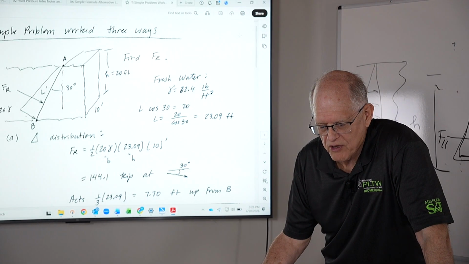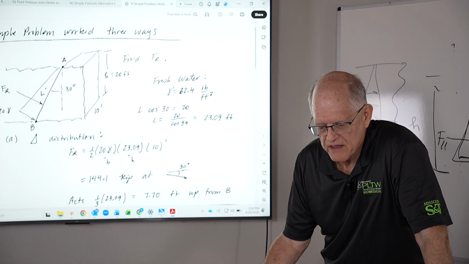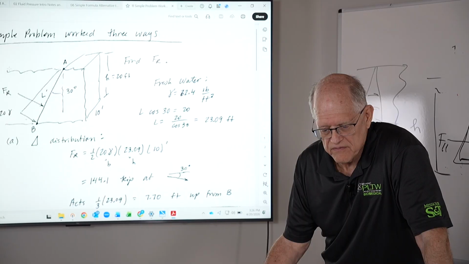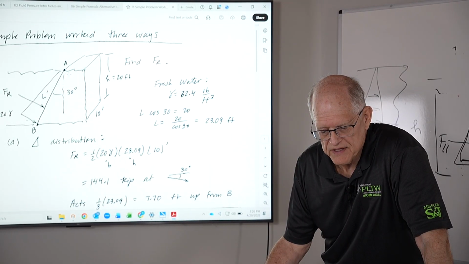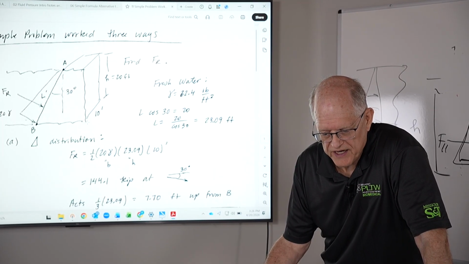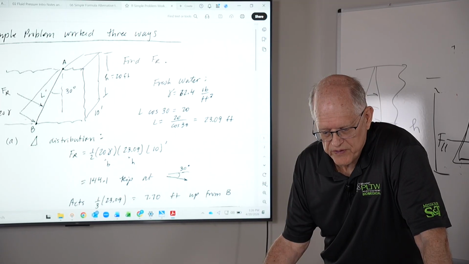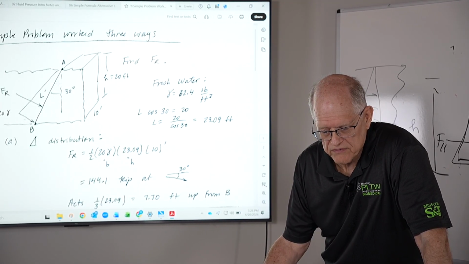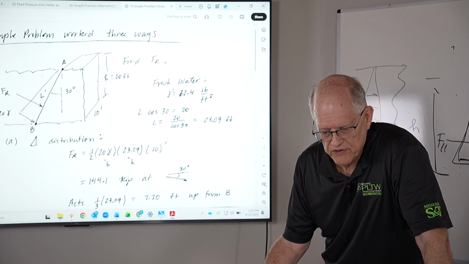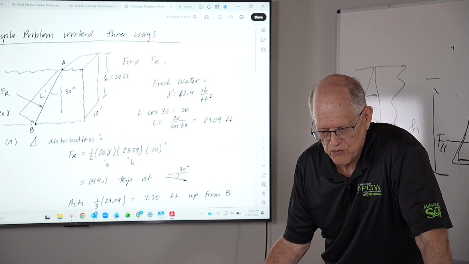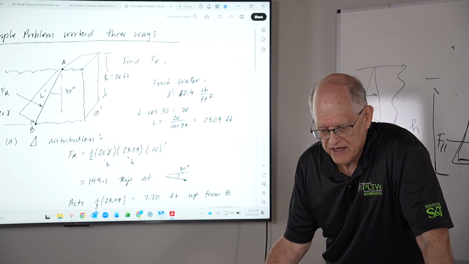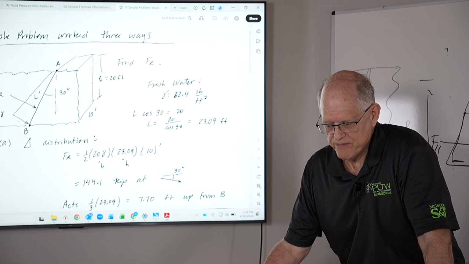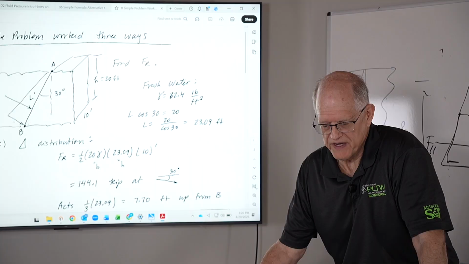So this is a problem worked three ways. This is basically a dam that comes up to a free surface, and it's 20 foot high. There's a 30-degree angle face on this dam, and it has some length L. So L times cosine 30 is 20. So this length is 20 divided by cosine 30, which is 23.09 feet along this face.